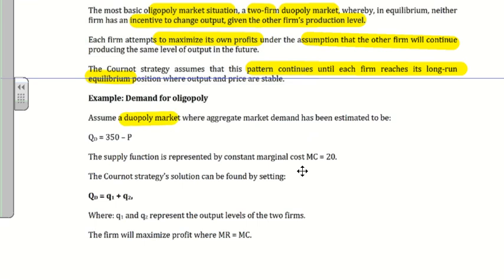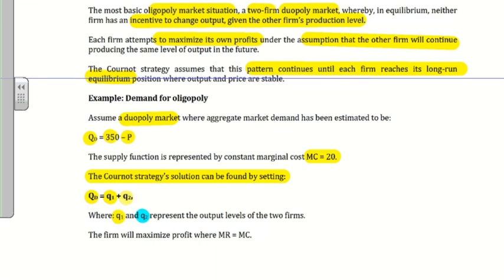A duopoly market, aggregate demand. Let's assume we can estimate the demand as follows: quantity demanded equals 350 less price. The supply function, let's just assume, is represented by a marginal cost of 20. What's your pricing strategy? Quantity demanded equals quantity 1 plus quantity 2. Remember, it's a duopoly, so the quantity for firm 1 plus the quantity for firm 2.